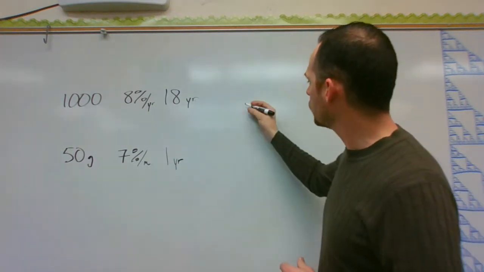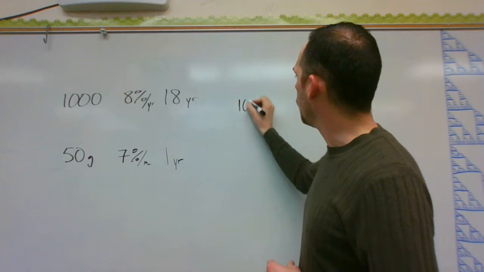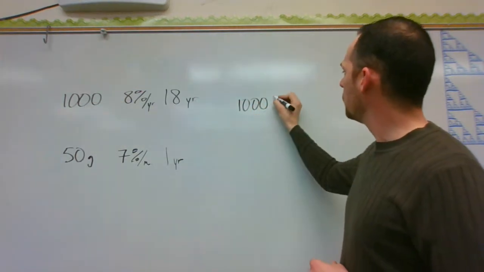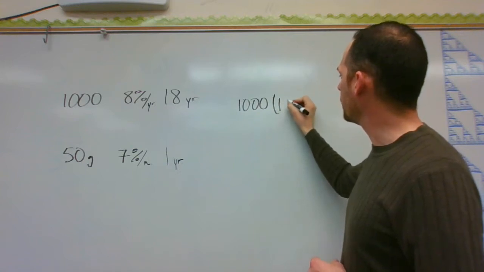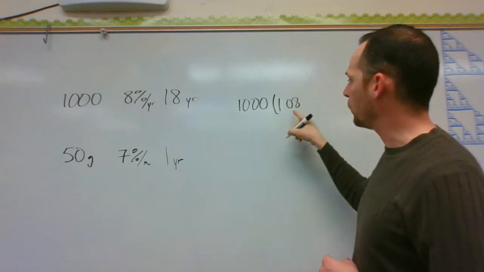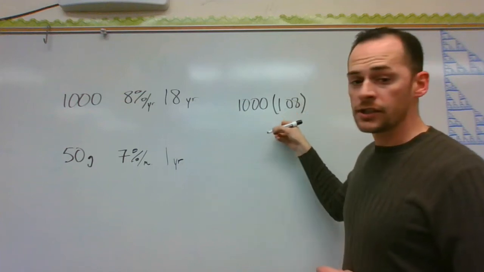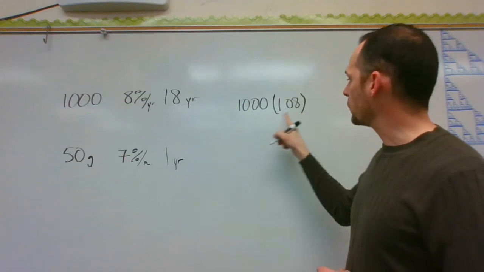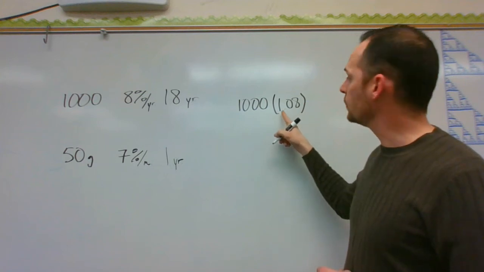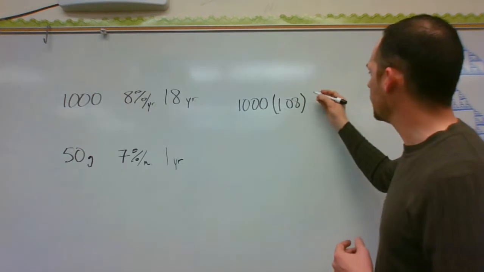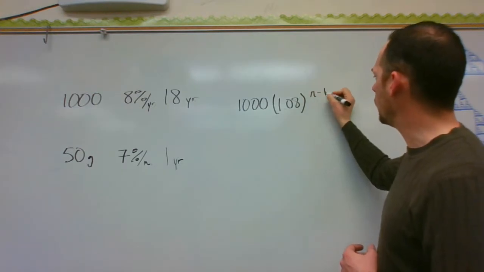So what we actually will have is 1,000, because it's our first term, multiplied by 1.08. Okay, we want to write that as decimal form. I suggest multiplying 1,000 by 0.08 and then by 1.08 so you can see the difference. And then you'll raise that to n minus 1.